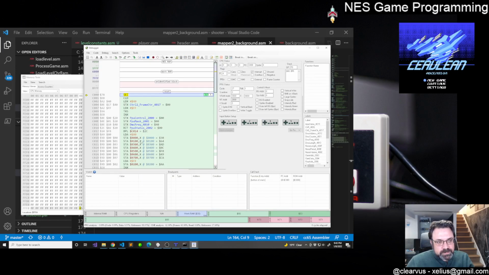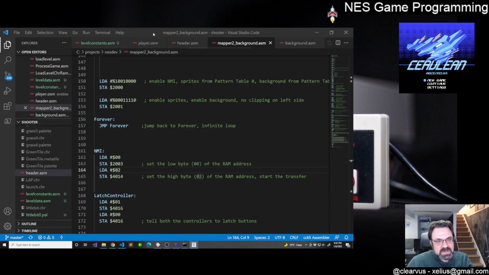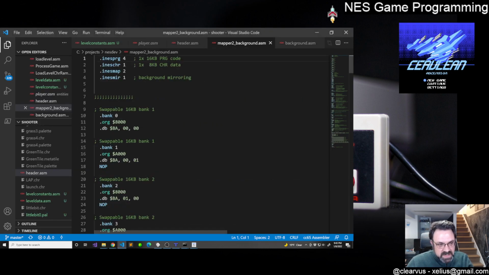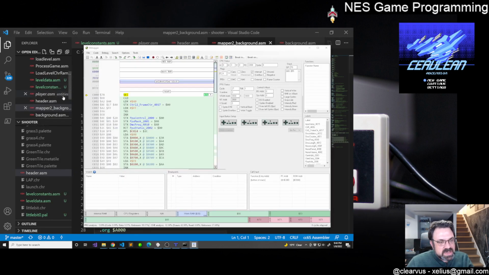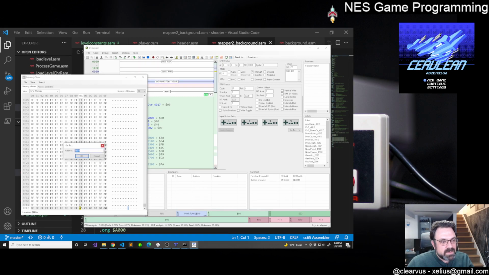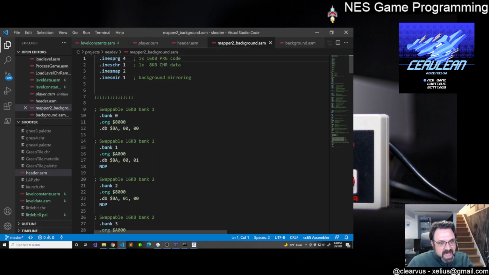Now, if we go to 8000 in the debugger, it has no idea what this is because there's no real code here. We just put these byte definitions in each of the banks. So we need to look at this in the memory viewer. If we go to 8000, you'll see that it says BA0000. And if we look back, that's this bank here.